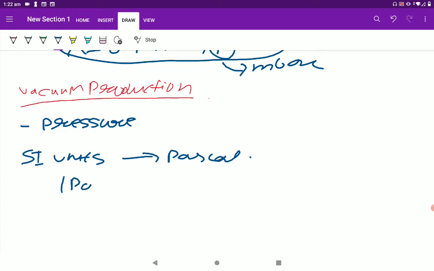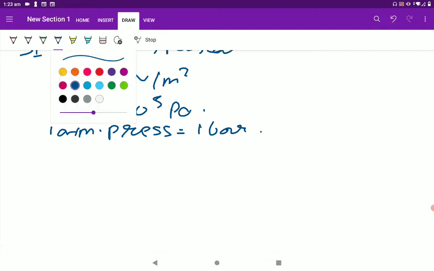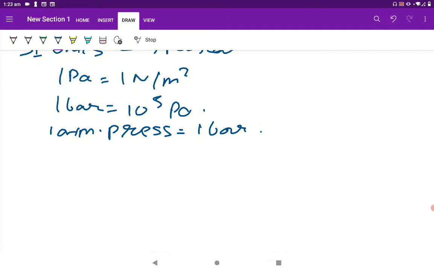So 1 Pascal is equal to 1 Newton per meter square, and 1 bar is equal to 10 power 5 Pascal, and 1 atm pressure, that is 1 atmospheric pressure, is equal to 1 bar. The most important variable in the design of a vacuum machinery is the pressure which the pumping system must be able to maintain in the working chamber. The pressure is commonly expressed in millibars or in torr.